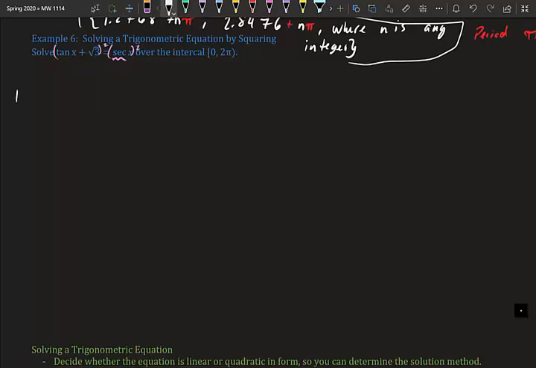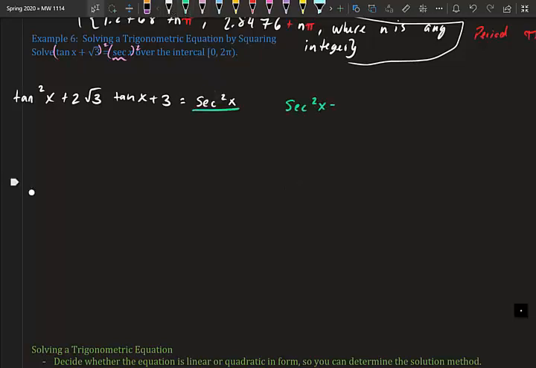So when we do, we have tangent squared x plus 2 square root of 3 tangent x plus 3, so FOIL, and that equals secant squared x. So the reason why we did that, because secant squared x equals 1 plus tangent squared x. So you can see how we can replace it to get rid of the secant.